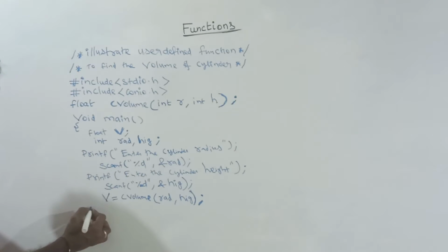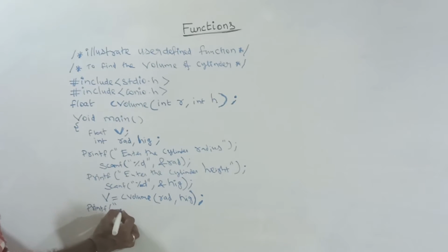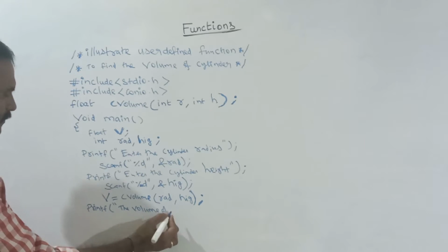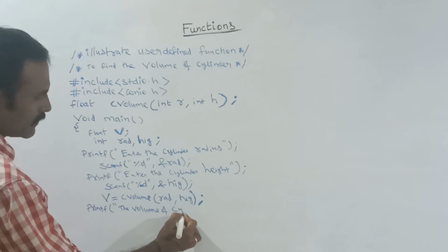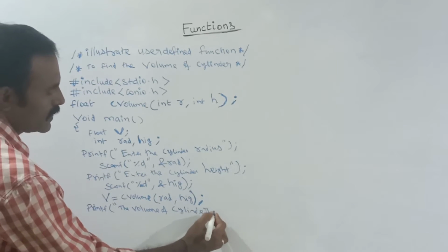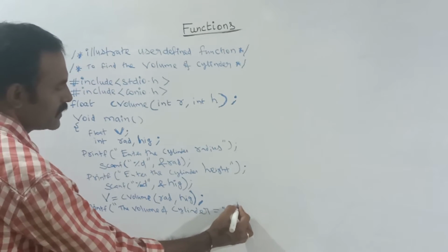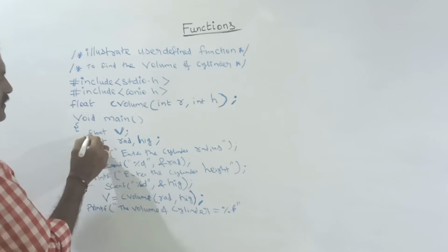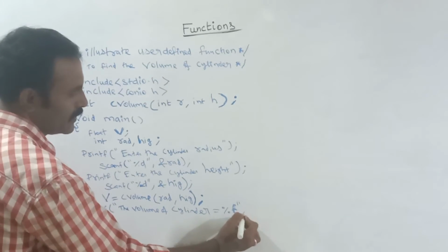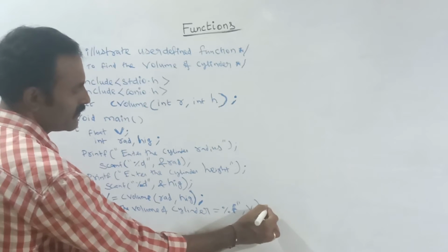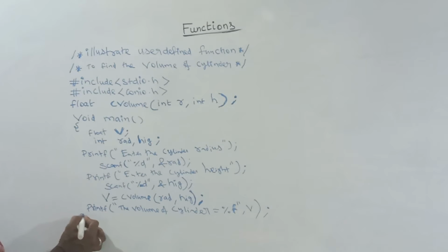Next I am going to print the volume. Here printf, inside it, volume of cylinder is equal to, percentage of f, because this v is float data type and I am telling it to print the volume, here v. See next getch, and close the main part.